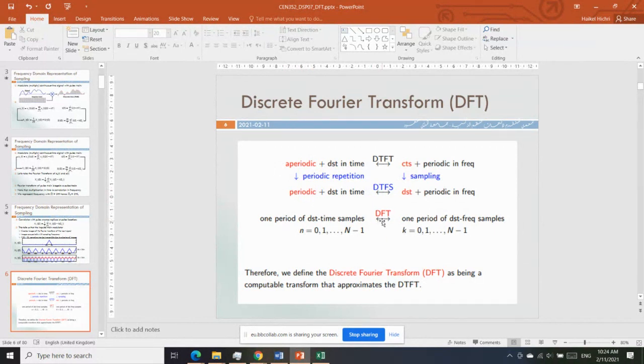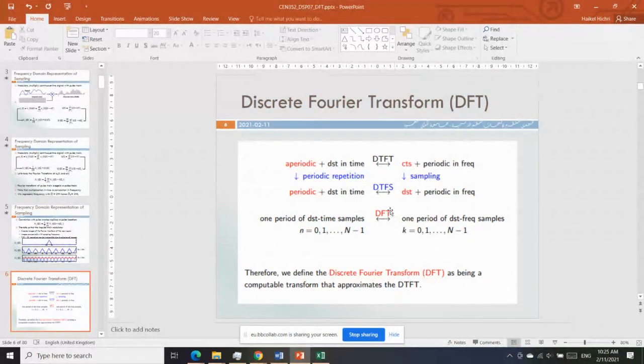والDFT اللي هو completely discrete يعني discrete من جهتين discrete time و discrete frequency is periodic في time domain و periodic في frequency domain. It has N samples here and it has N samples here. والN samples هذم يعيدوا نفسهم, they repeat.